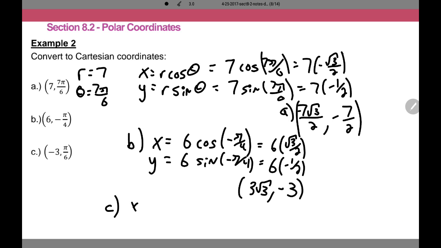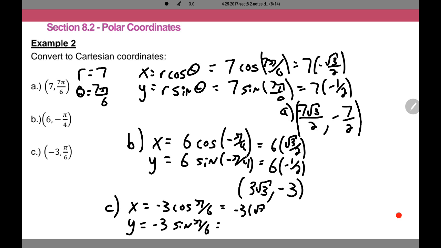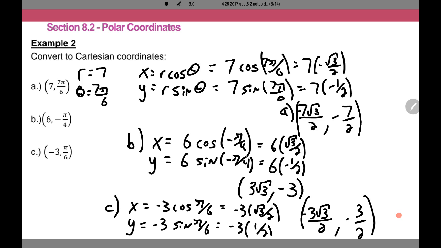And then for part C, we're doing the same exact thing, except we're using pi over 6 and negative 3. So the cosine of pi over 6 is square root of 3 over 2. And the sine of pi over 6 is 1/2. And that gives me my final answer of negative 3 square root of 3 over 2 for my x-coordinate. And my y-coordinate would be negative 3 over 2.